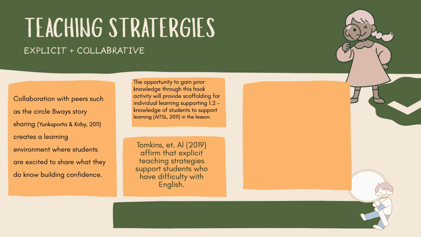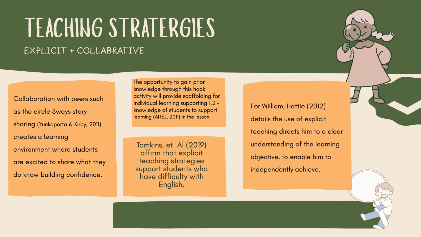Explicit teaching is used to demonstrate the main lesson activities. Alina is supported through my use of key terms from prior lessons and repetition with visual aids. Tompkins and others affirmed that explicit teaching strategies support students who have difficulty with English. For William, Hattie details that the use of explicit teaching directs him to a clear understanding of the learning objective to enable him to independently achieve.